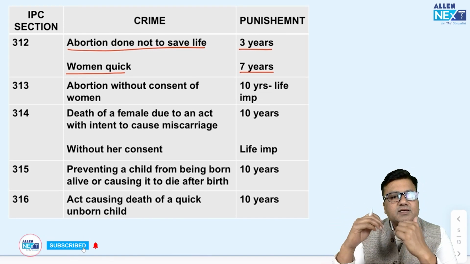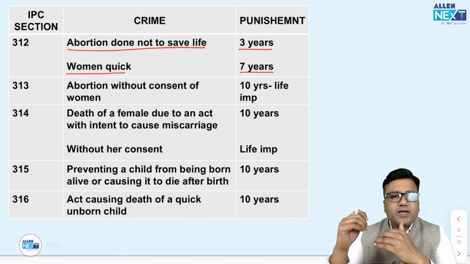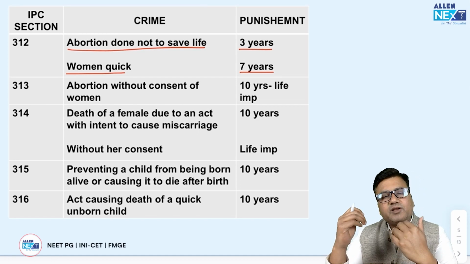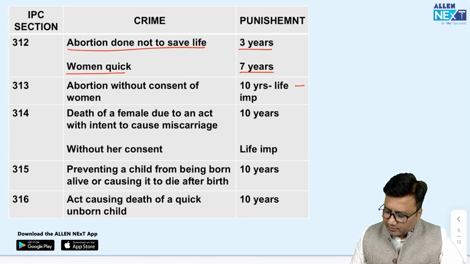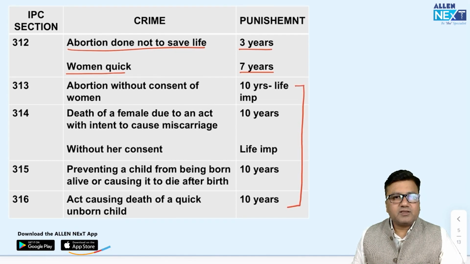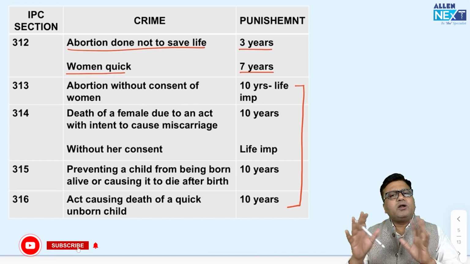And 316 is act causing death of a quick unborn child. Again, punishment is 10 years. So what very importantly we see here is that punishment from 313 to 316 are all 10 years.